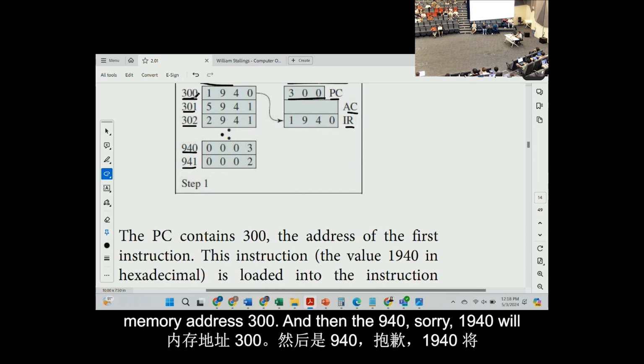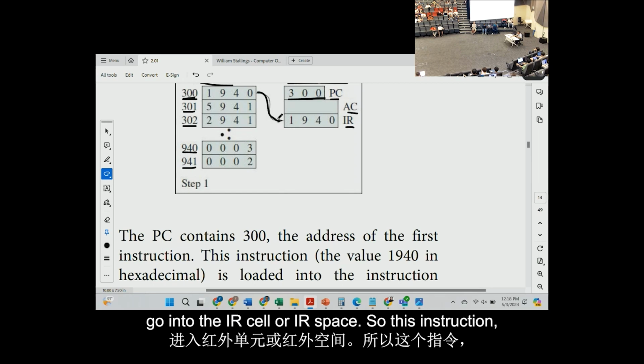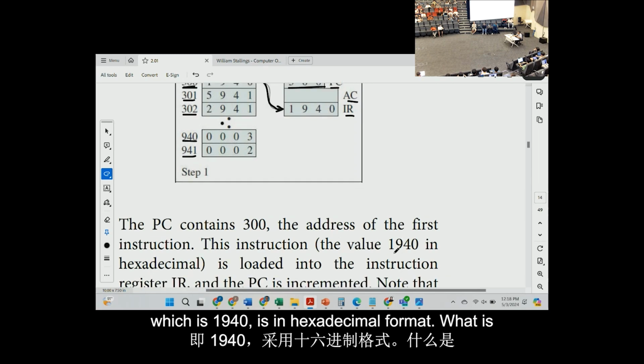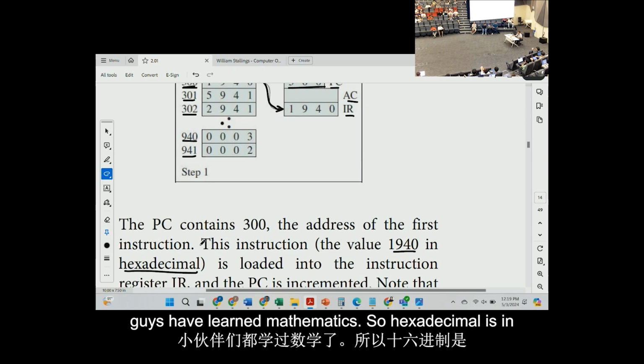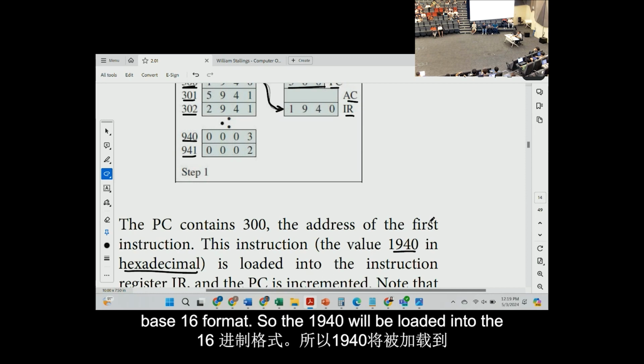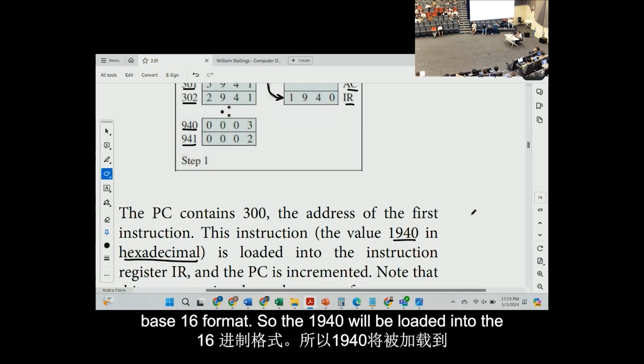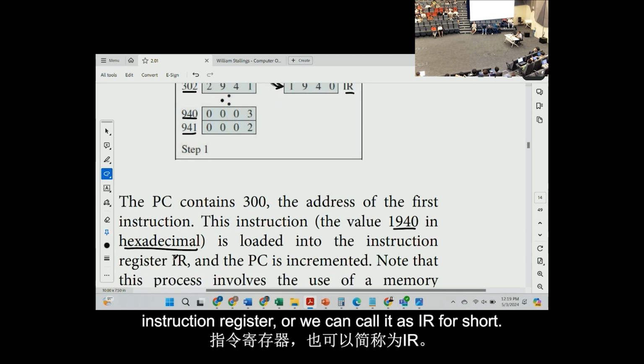Okay, so memory address 300. And then the 1940 will go into the IR cell or IR space. So this instruction, which is 1940, is in hexadecimal format. What is hexadecimal? Hexadecimal is base 16. I'm sure that you guys have learned mathematics. So hexadecimal is in base 16 format. So the 1940 will be loaded into the instruction register, or we can call it IR for short.